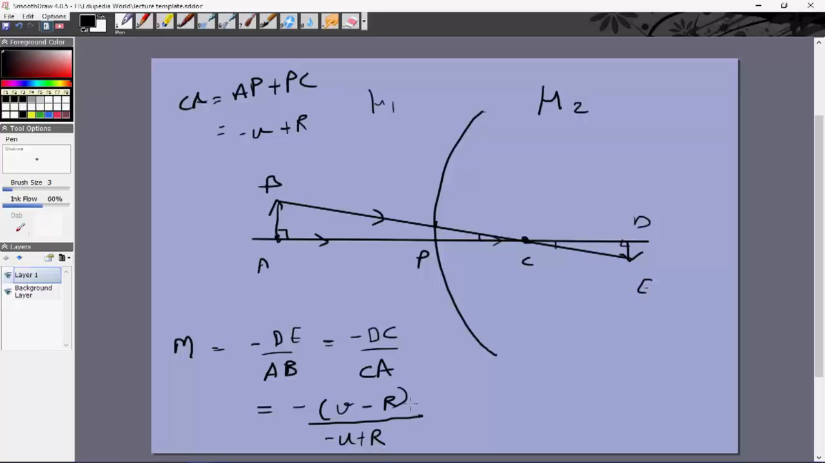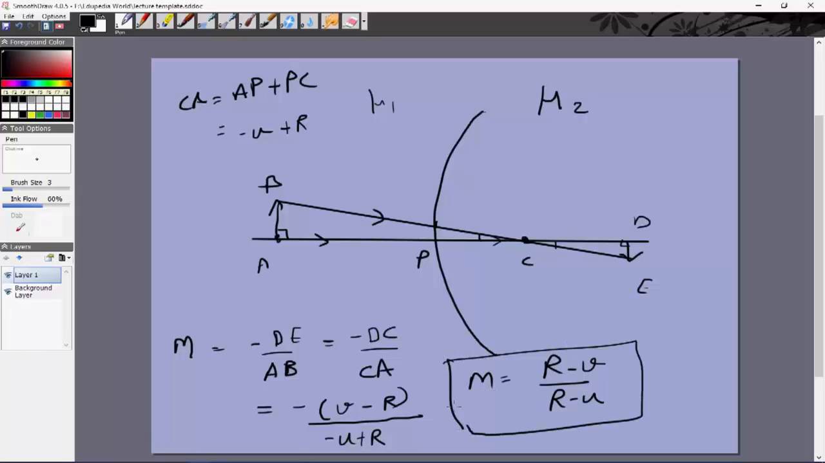Or if I wanted to simplify it a little bit further, this would be R minus V by R minus U. Now I'm not going to simplify it any further, it gets a little bit complicated, but using the formula mu2 by v minus mu1 by u is equal to minus mu1 by r, you can eliminate r and you can just simplify this. It's not that hard, but it's lengthy, and it will come out to be m is equal to mu1v by mu2u.